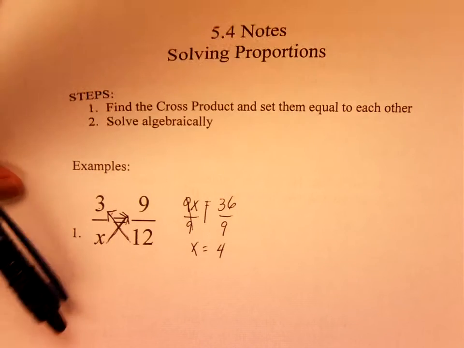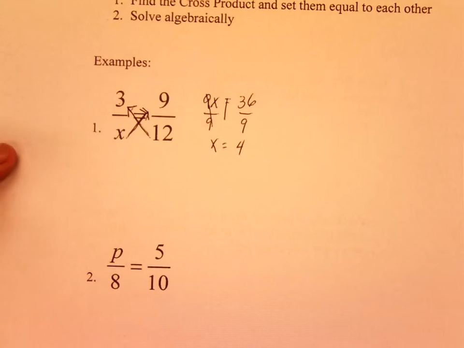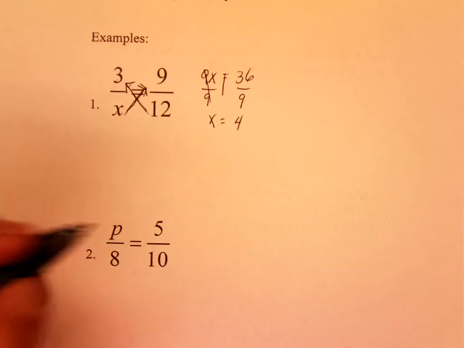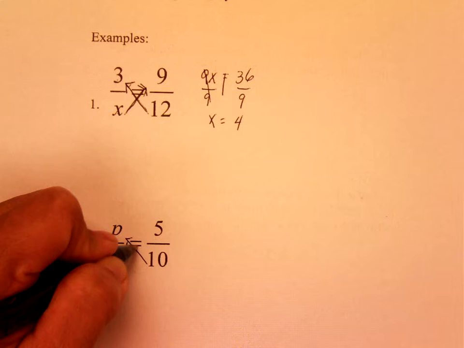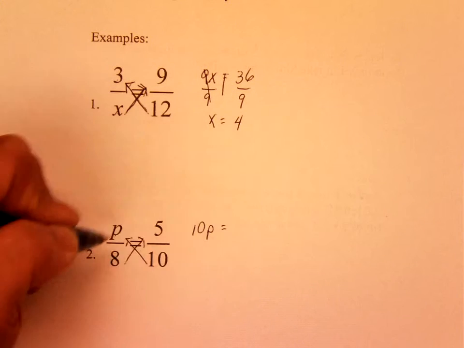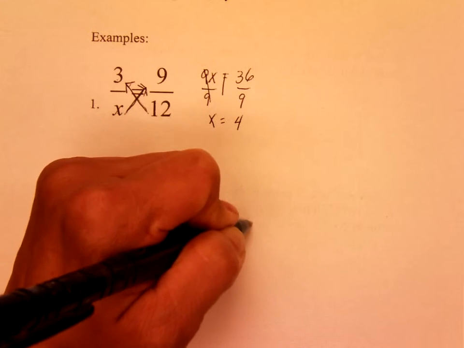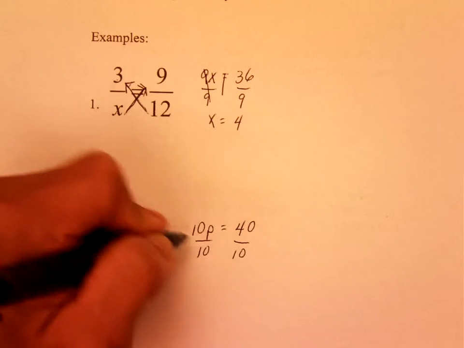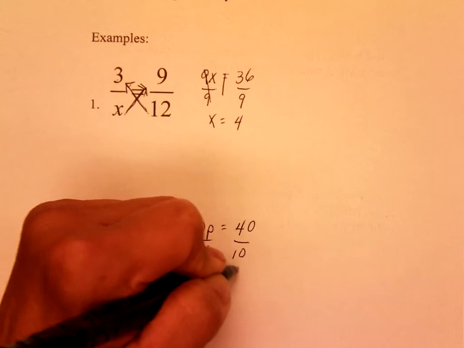I'd like you to try problem 2 on your own. When you're ready, go ahead and push play. So you should have known to cross multiply. So p times 10 is 10p, is equal to 8 times 5 is 40. Divide by 10 on both sides to get p by itself, and p is equal to 4.